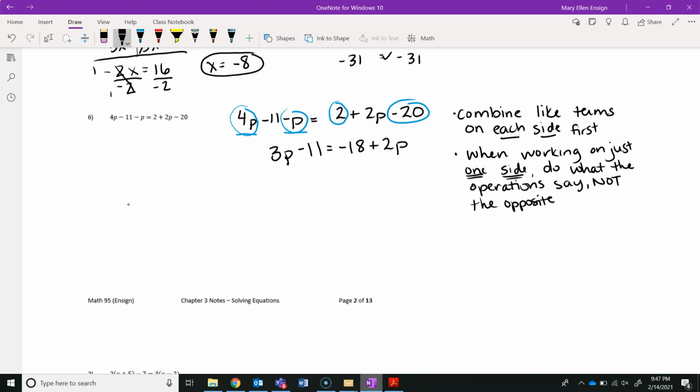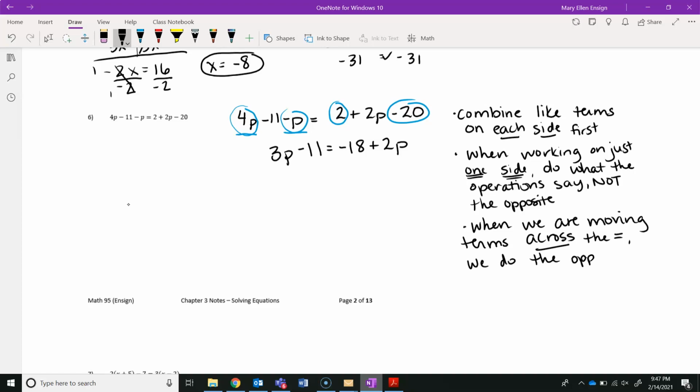Okay, so when we are moving terms across the equal sign, that's when we do the opposite. So now I say, okay, I'm going to move this over. I'm going to add 11 to both sides.